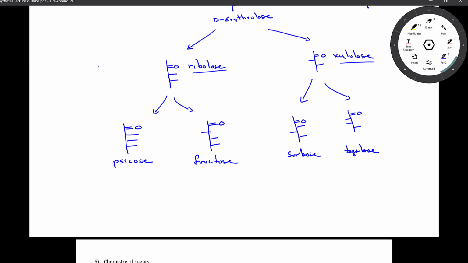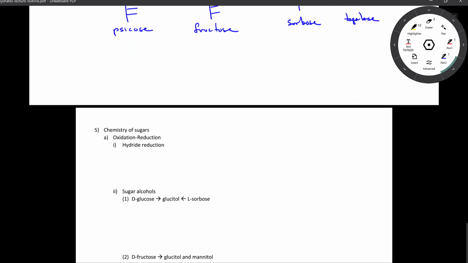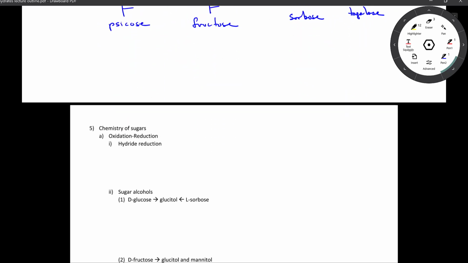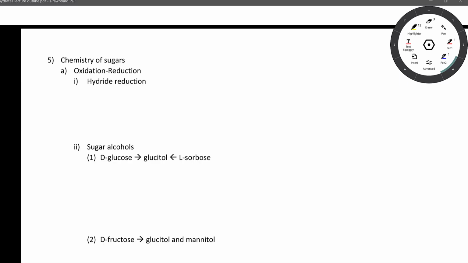And hopefully you got the hang of that and were able to draw those out. And I would say that's something worth practicing at some level in order to become proficient at doing it, so that later when you have to remember it, it won't be hard. All right, next, chemistry of the sugar monosaccharides.